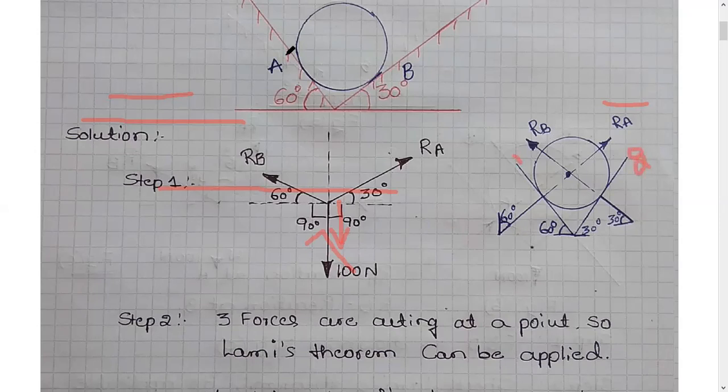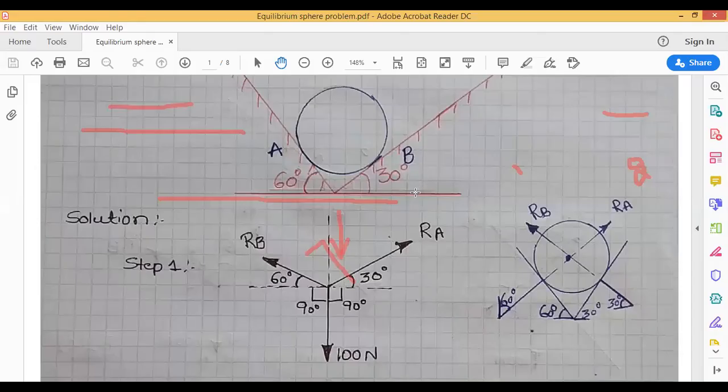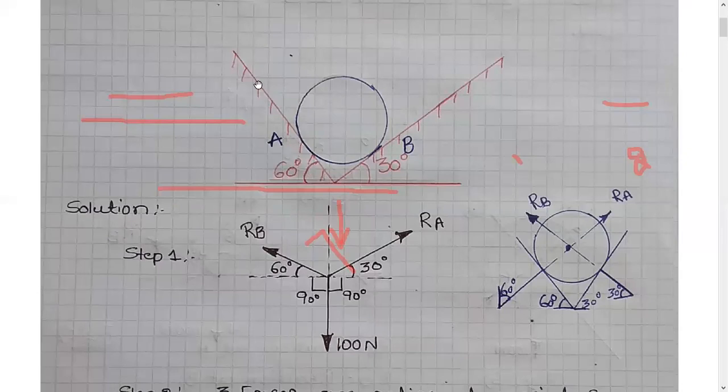In the problem, they have given that the first plane is making an angle of 60 degrees with respect to horizontal. That is what I have written here. The first plane is making an angle of 60 degrees with respect to horizontal. The second plane is making an angle of 30 degrees with respect to horizontal.